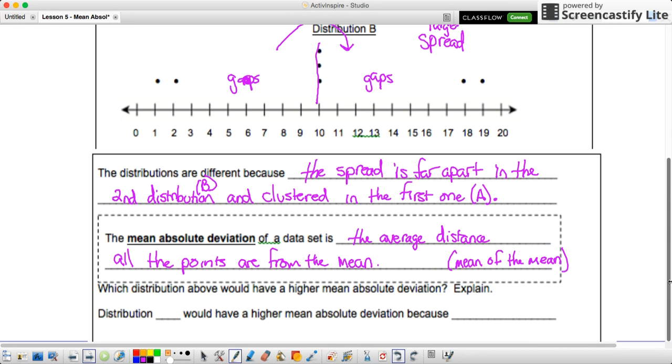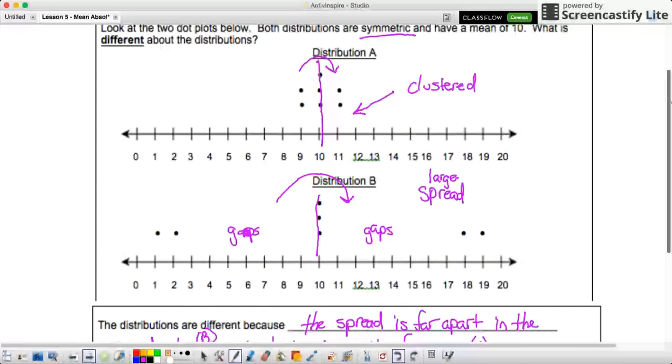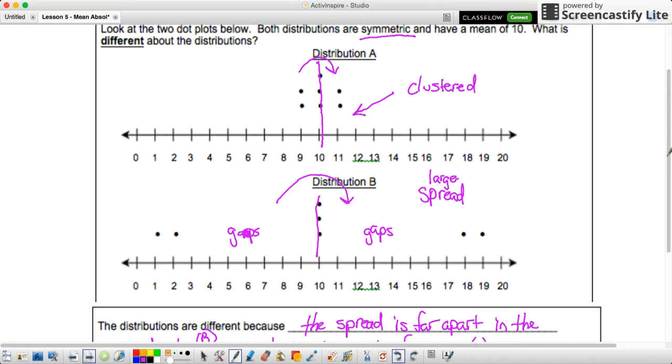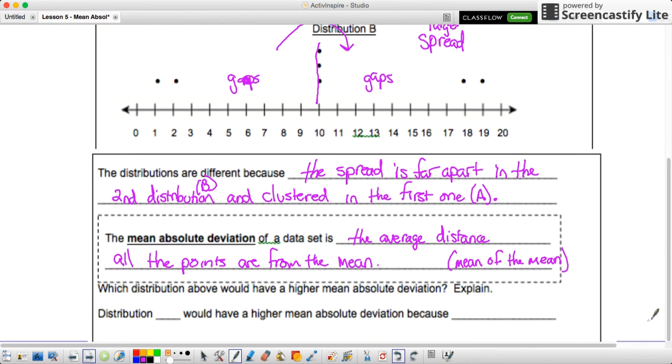Which distribution would have a higher mean absolute deviation? In other words, if we look back at these distributions, is there one that looks like most of the points tend to be farther away from the mean? You're right. Distribution B would have a higher mean deviation because the values from the mean are more spread out.